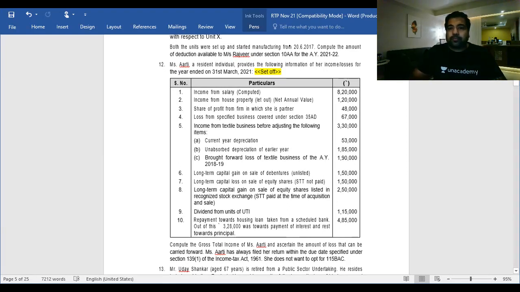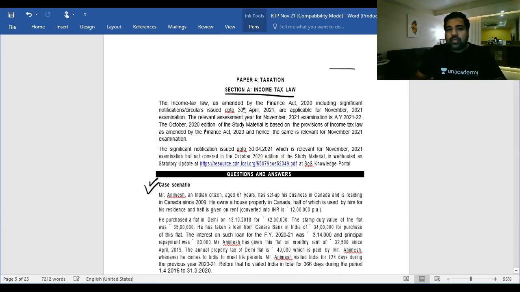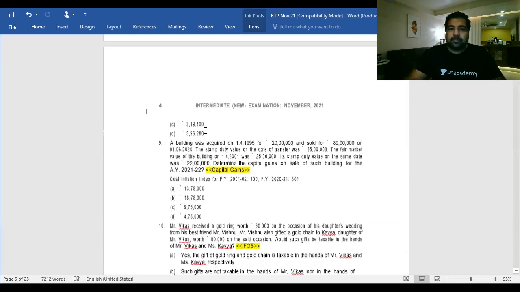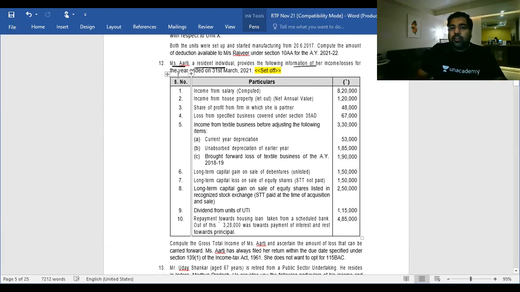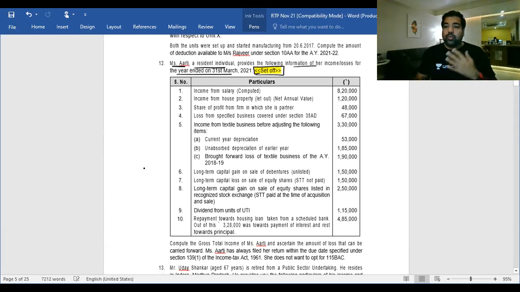All right. Miss Aarti is a resident individual and she provides the following information of her incomes and losses for the year ended 31st March 2021. This is a set off chapter. But guys, set off chapter, if you've learned it from me, you already know the shortcut. But otherwise, guys, set off is something that can be a little challenging.